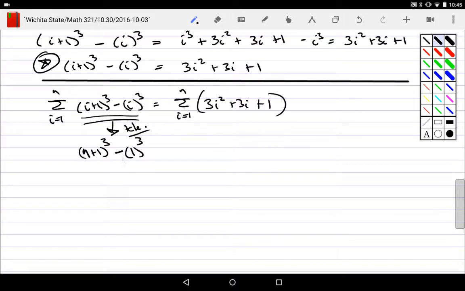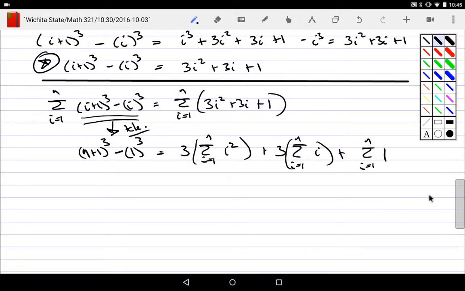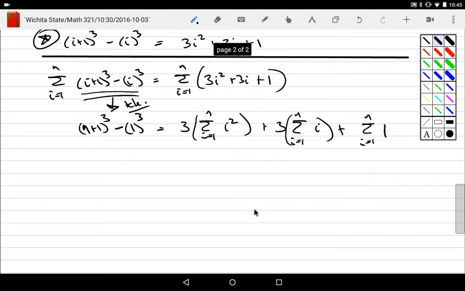Ran out of space. But that's going to be equal to 3 times the sum from i equal 1 to n of i squared plus 3 times the sum from i equal 1 to n of i plus the sum from i equal 1 to n of 1. This is a formula. What's that guy right there?